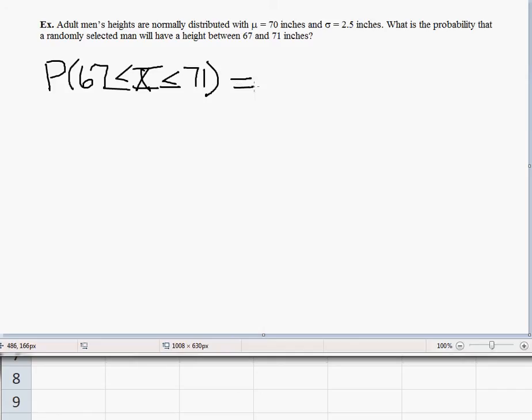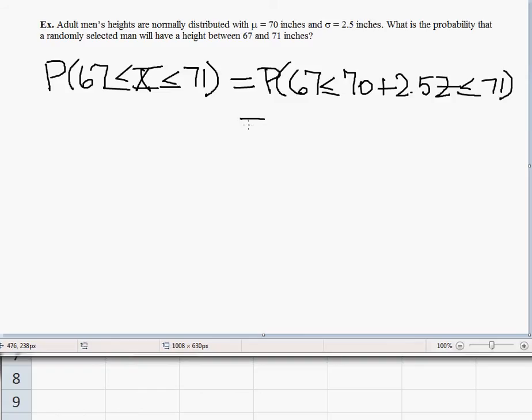Now, as discussed in class, we can replace the x with a standard normal random variable in the following way. We have 67 less than or equal to 70 plus 2.5z, where z is a standard normal random variable, which is then less than or equal to 71. And then I can isolate the z in the middle.